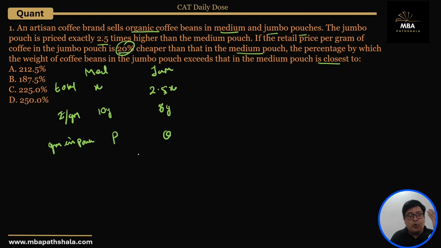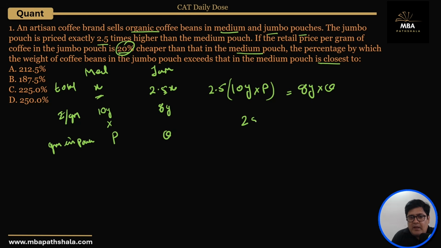So what is the total money for medium? That is multiplication of these, 10y into P. And what is the cost involved for jumbo pouch? That is 8y into Q. Now we are saying whatever this price, this is X. 2.5 times of X is equal to this. That gives me 25y into P is equal to 8y into Q. I can cancel y. This does not matter.